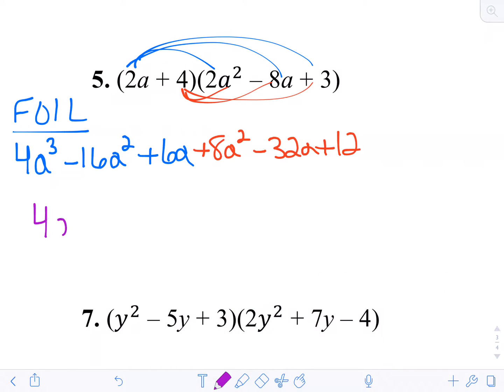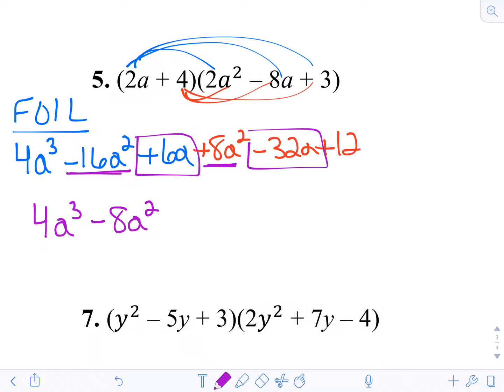I have 4a cubed. There's no other cubes. We have a negative 16a squared and a positive 8a squared. So negative 16 plus 8 is a negative 8a squared. We have a 6a and a negative 32a. So if you do 6 minus 32, it comes out to negative 26, and those are a's. And then you just have this plus 12 hanging out by itself.